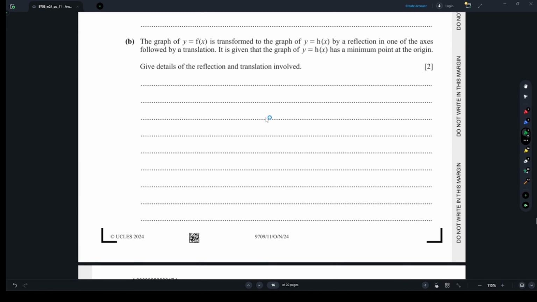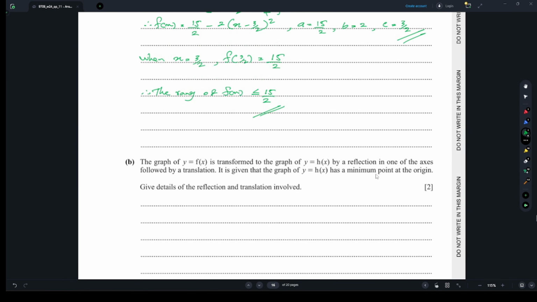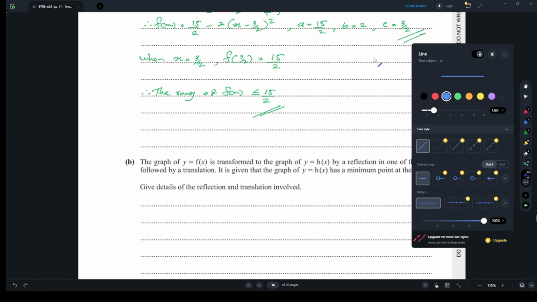Right. Then here, the graph y equals f(x) is transformed to the graph of y equals h(x) by a reflection in one of the axes, followed by translation. It is given that the graph of y equals h(x) has a minimum point at the origin. So let's see something like this. If I sketch this graph, I will use a different color.